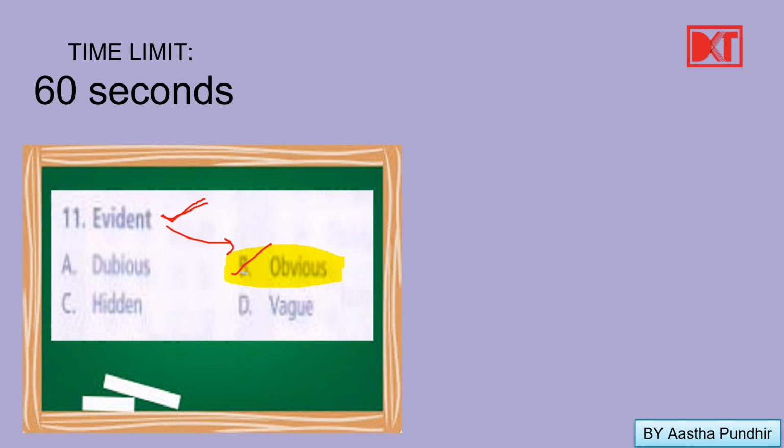Now the other words we have are dubious, hidden and vague. Hidden means something that is concealed. Dubious means something that is doubtful. Vague means something that is not clear. So these could be called synonyms of each other, more or less. So yes, the answer is B, obvious.